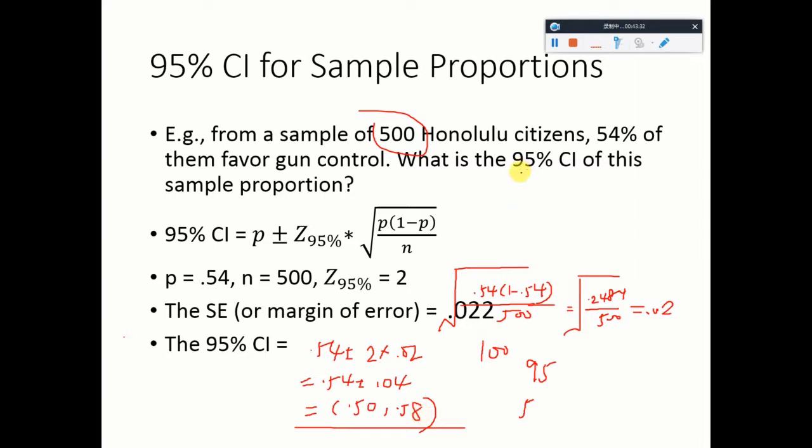And that's why we said we're not 100% confident that this interval will include the population proportion. We're given some room for possible errors, but in most cases, a 95% confidence level is good enough.